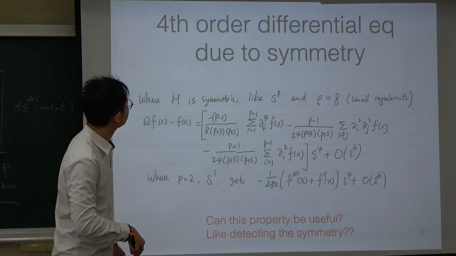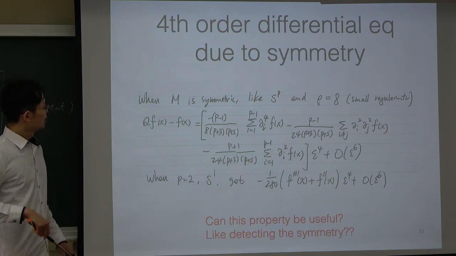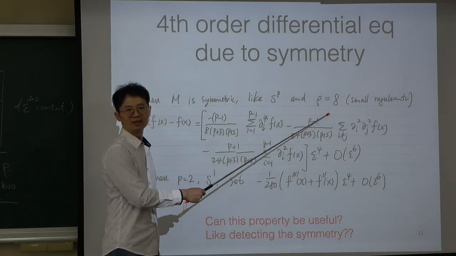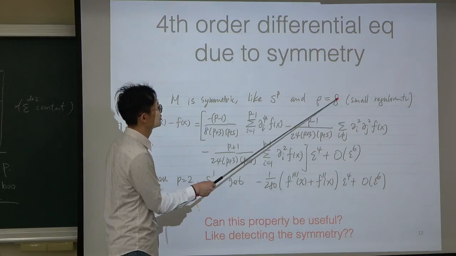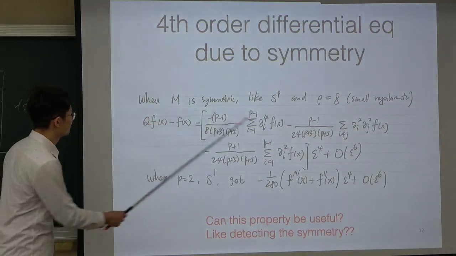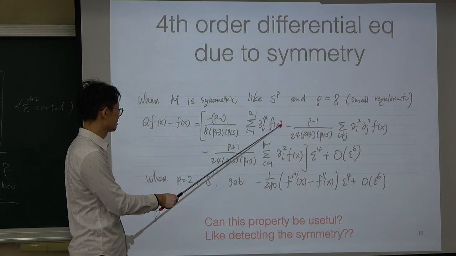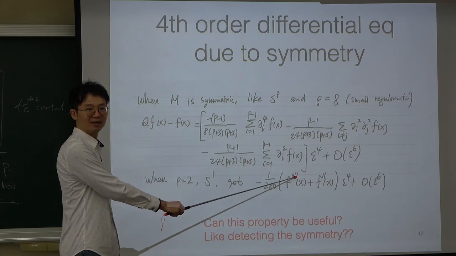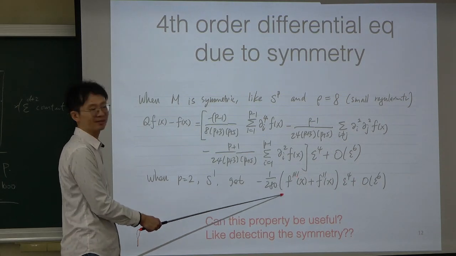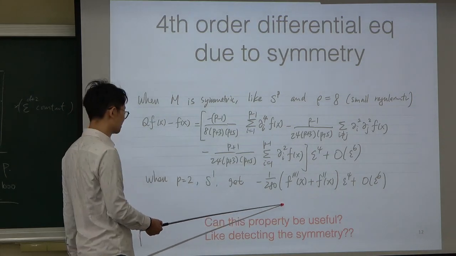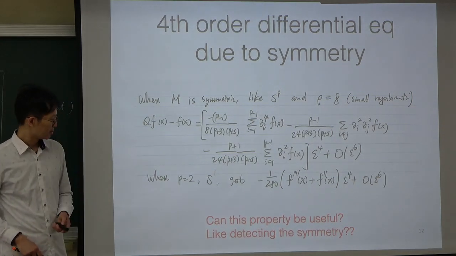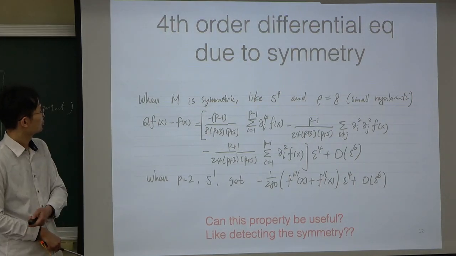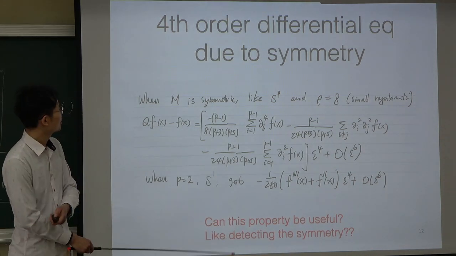And there's a very interesting phenomenon if you play with it. For example, if the manifold is symmetric, like a sphere, and you choose rho to be 8, that is, you choose a very, very small regularizer, then what you get is a fourth order differential operator. If P is 2, S1, you get a fourth order differential operator. And what does it tell you? Or what can we do with it? It is still unknown. We don't know how to use a fourth order differential operator at this moment. Maybe we can use it to detect symmetry. Who knows? But we have no idea how to use it. This is just an FYI, an open question.